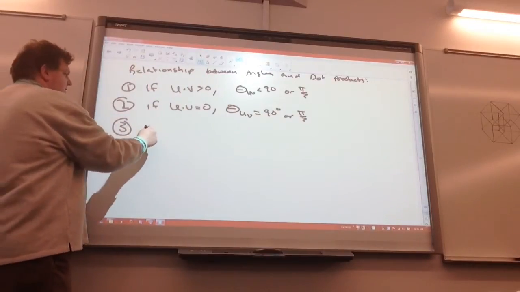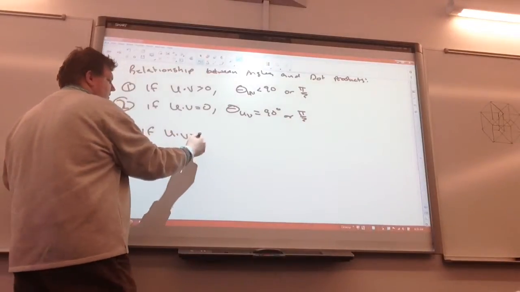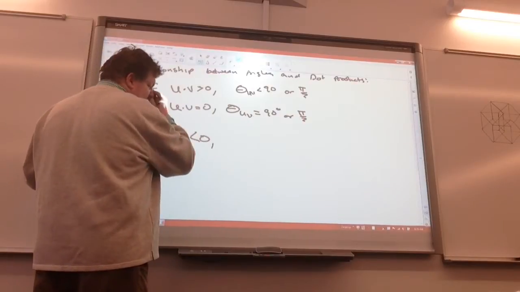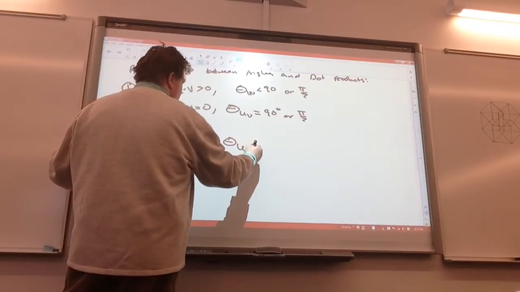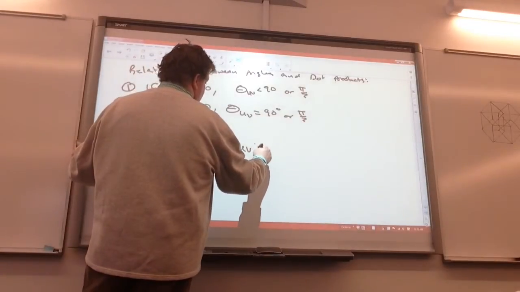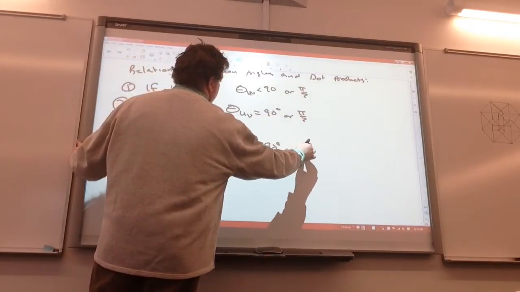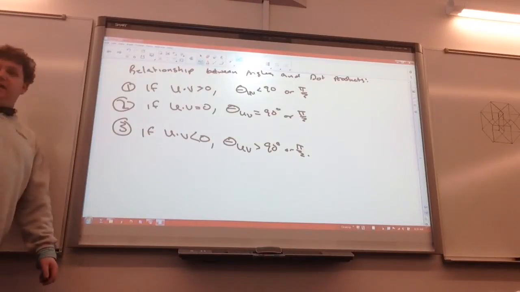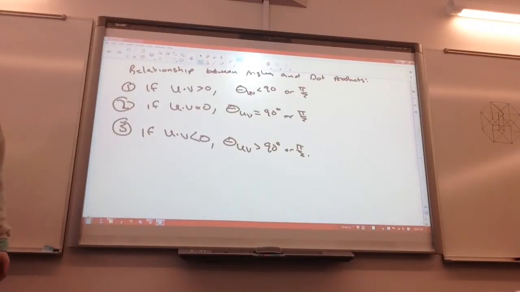And then finally, if u dot v is less than 0, then the angle between them is greater than 90 degrees. So that's a quick and dirty way to figure out what your relationship should be. When you take the dot product, depending on what it is, it will tell you what type of answer you should be looking for. Any questions there?